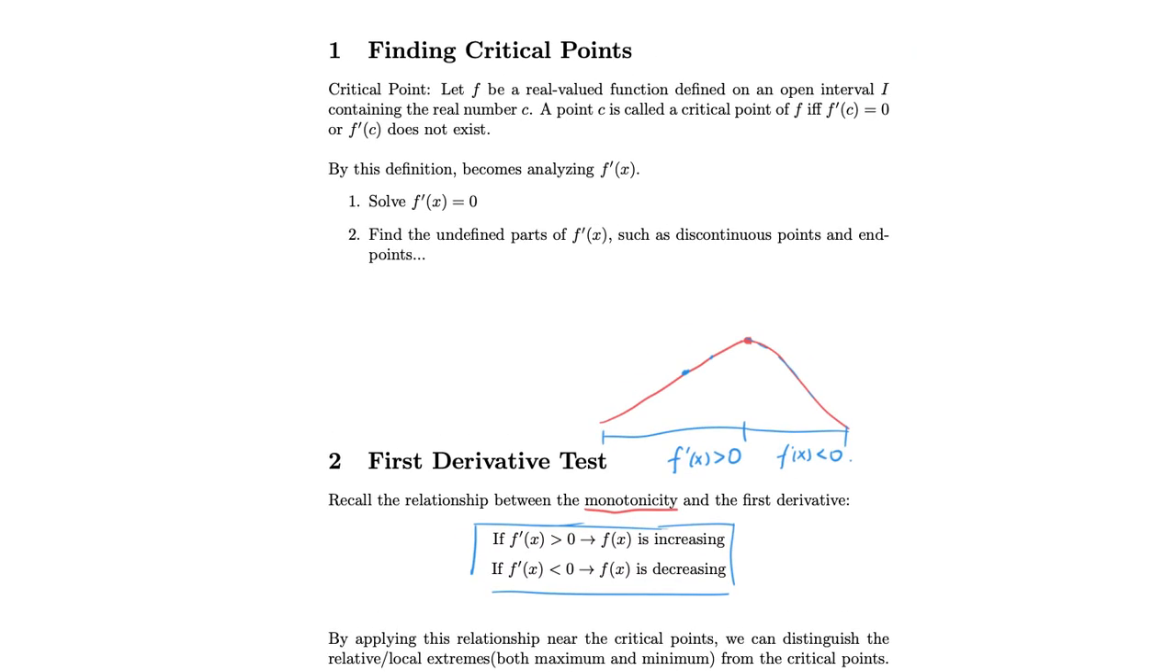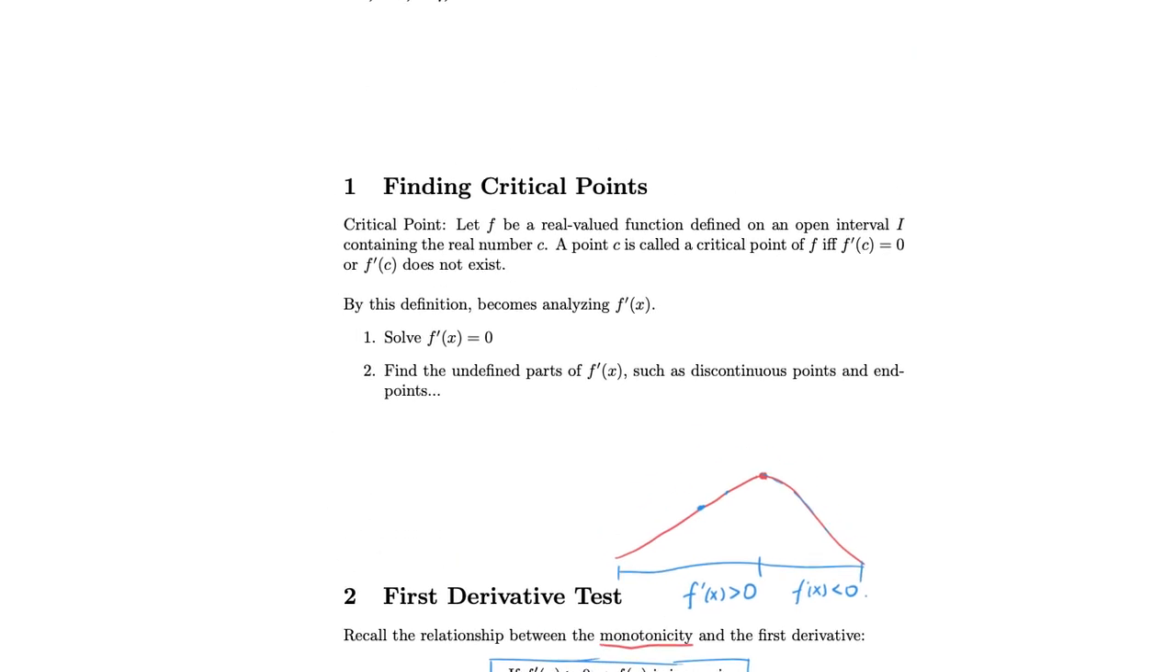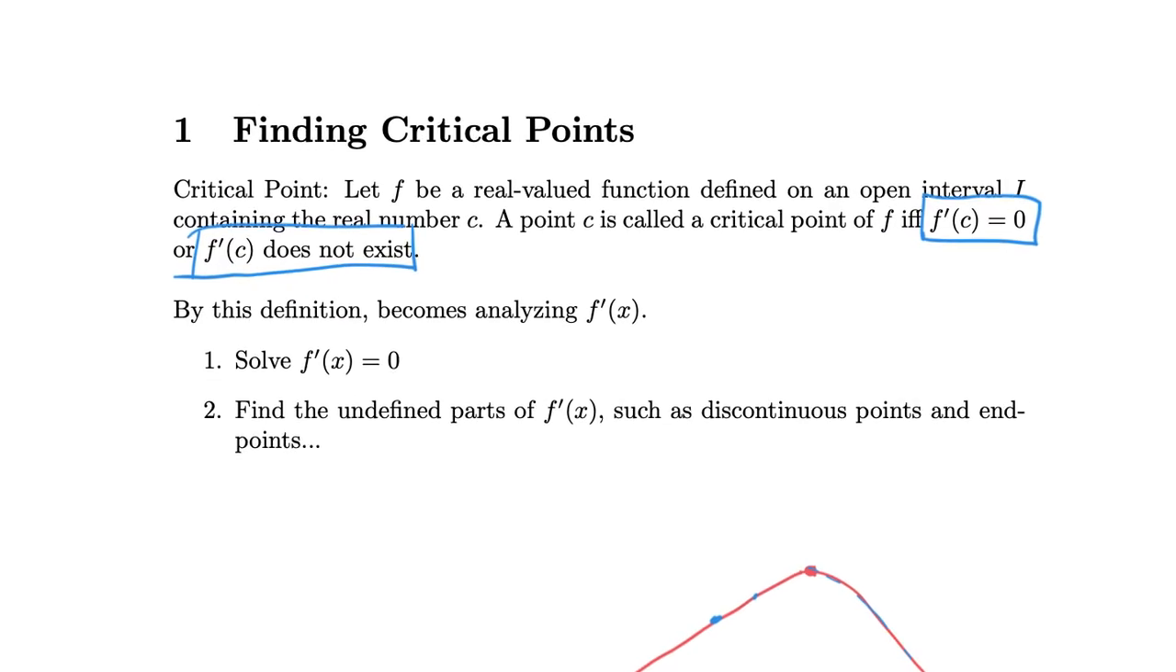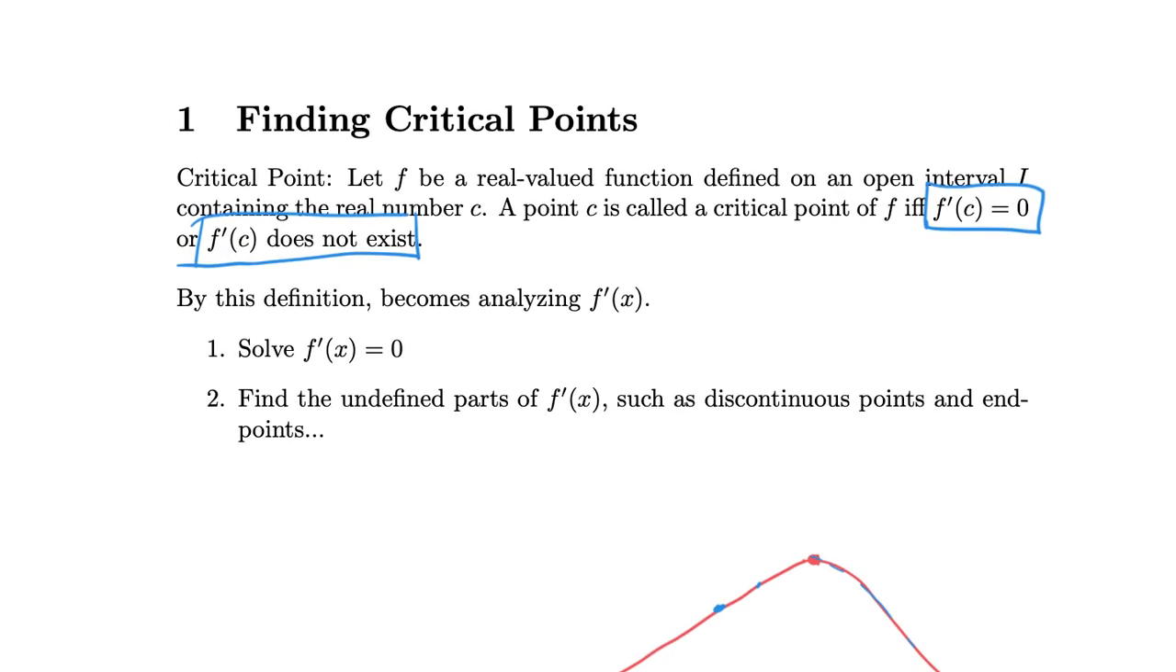Now, having covered this, we know how to determine monotonicity, and now we're going to introduce critical points. A critical point on f exists if and only if that point has derivative 0 or does not exist. Now, the whole point of finding these critical points, why are they called critical, is because they are candidate points for local extrema.